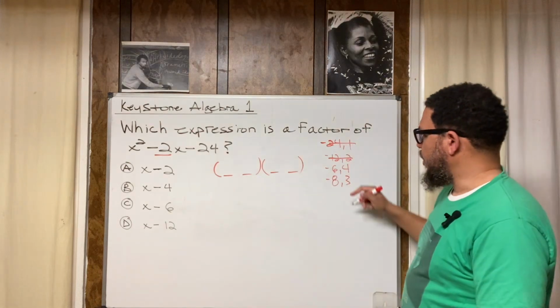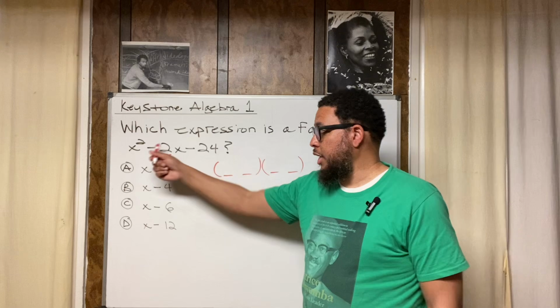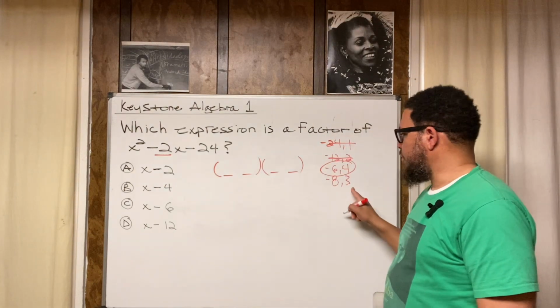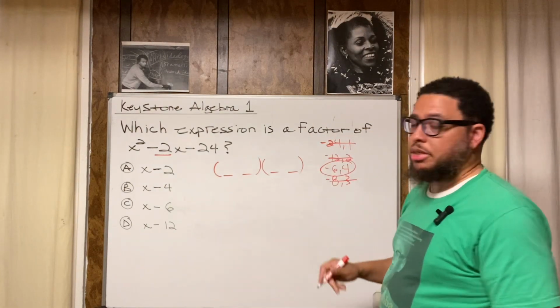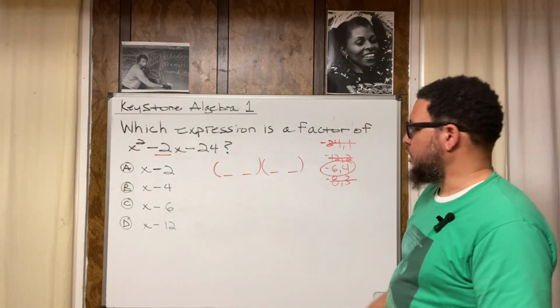All right. Now, what about negative 6 and 4? Negative 6 plus 4 equals negative 2. So this is going to be our factor pair that we use. And negative 8 and 3 also is wrong because that adds up to negative 5. We don't want a negative 5. We want a negative 2. So negative 6 and 4.